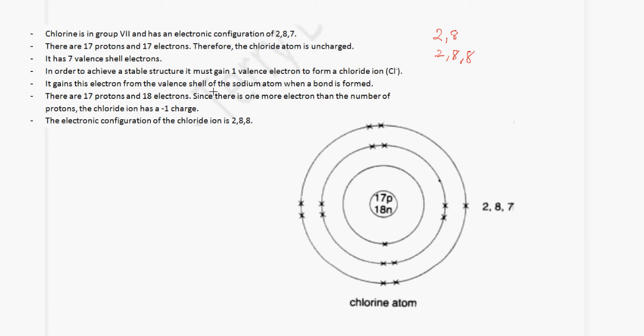in order to achieve a stable structure, it must gain one valence shell electron to form the chloride ion. Because remember, we have 7 in the outer shell. So if we get one more electron, it'll become 2,8,8. And the chlorine will become more stable. So it gains an electron from the valence shell of the sodium atom when a bond is formed. There are 17 protons and 18 electrons. So therefore there is one more electron than the number of protons, and the chloride ion has a negative charge. The electronic configuration of the chloride ion is 2,8,8.